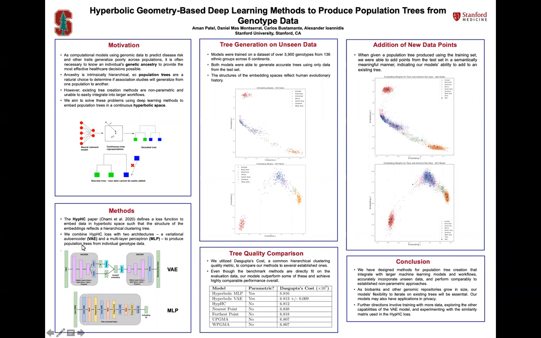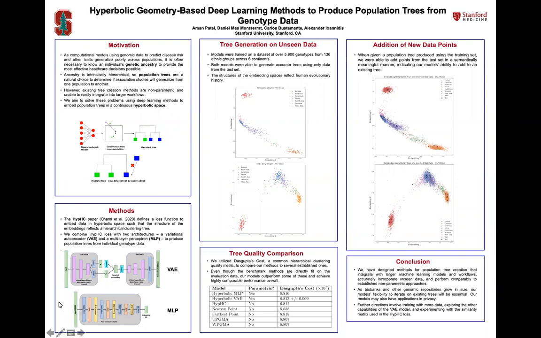We specifically use hyperbolic space for our embeddings because it's long been known as the ideal space to represent hierarchically structured data. In 2020, a method called HypeHC was released, which defined a loss function to embed data in hyperbolic space such that the structure of the embeddings reflects that of a hierarchical clustering tree. In this project, we combined the HypeHC loss with two different architectures.